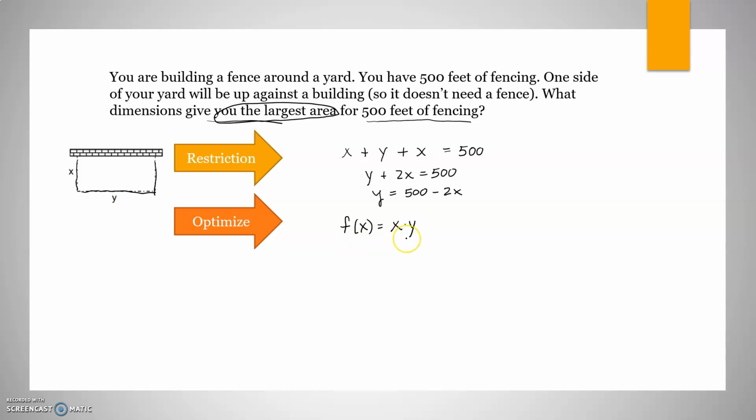Now it should bother you a little bit that we have an f of x equation with an x and a y in it. The way we're going to get rid of that y is by using the restriction, so that our f of x equation doesn't need to have an x and a y in it. It can just be x times 500 minus 2x. That's what we're trying to optimize, so that's the equation we're going to use for calculus.